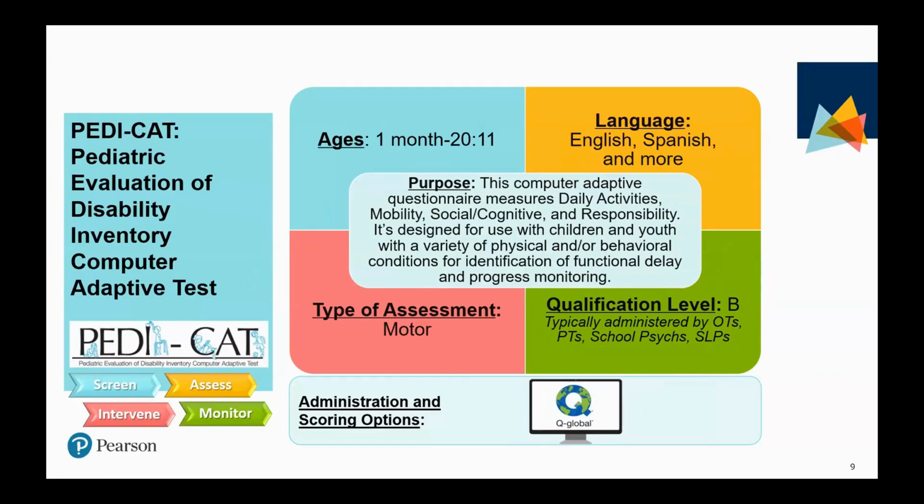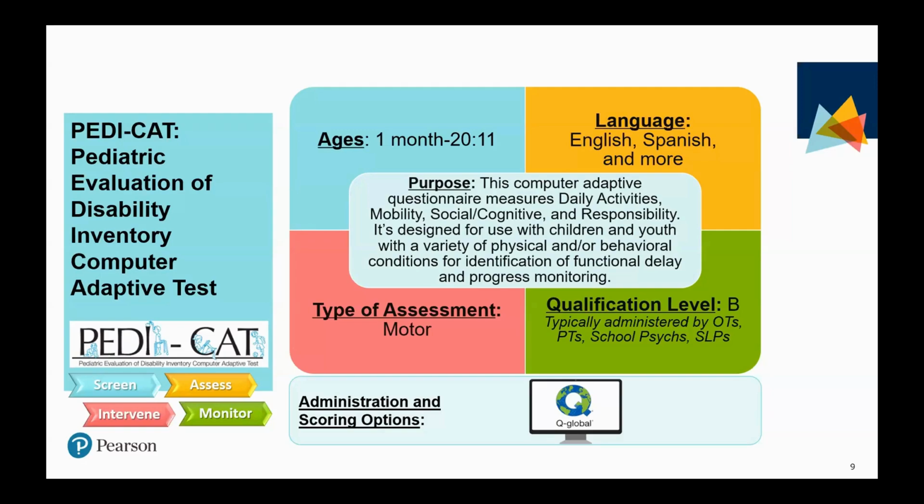The next assessment that I'm excited to talk about is the PDCAT, which stands for the Pediatric Evaluation of Disability Inventory Computer Adaptive Test. It's a computer adaptive caregiver questionnaire designed to assess functional abilities in children and youth from age birth to 20 years, 11 months. It's a flexible tool used to evaluate children with physical disabilities, developmental delays, and behavioral conditions, and it's administered exclusively through Q-global because it is computer adaptive.